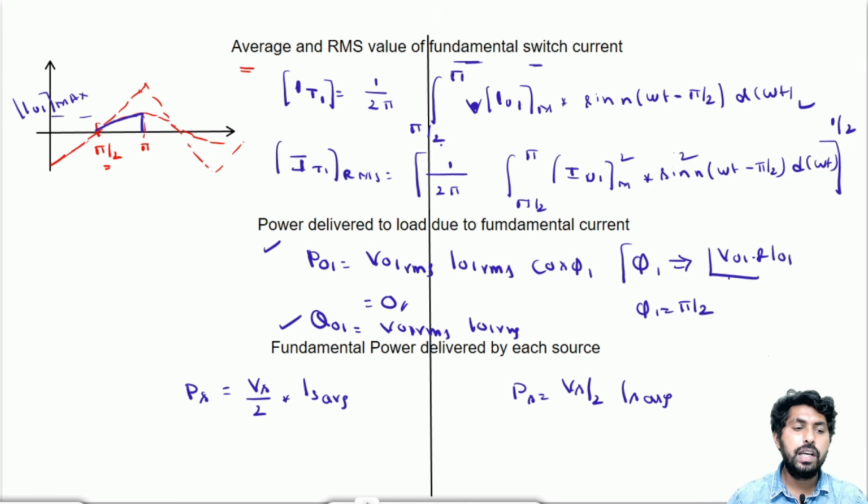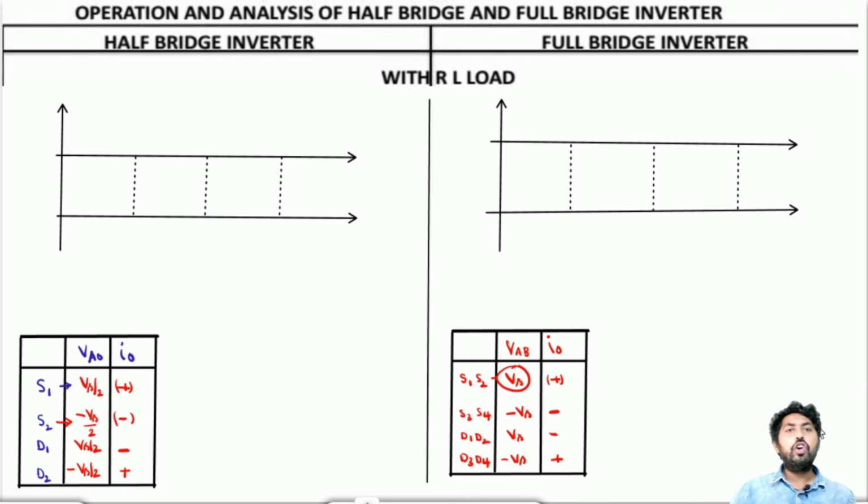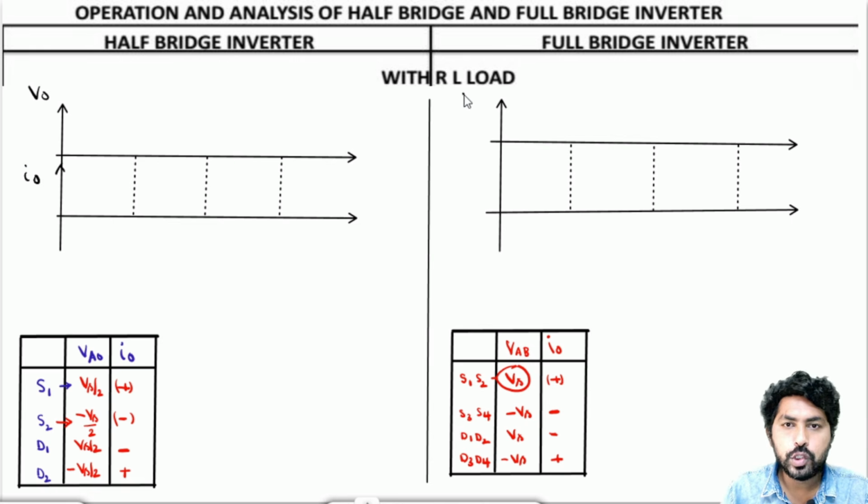Now we will see analysis of the half bridge and full bridge inverter with the RL load. So now let us analyze operation and analysis of half bridge and full bridge inverter for the RL load, which is the combination of resistance and inductance. Here, let V naught be the output voltage. Let me represent V naught here and let me draw the I naught here. Here also let me represent V naught and I naught.